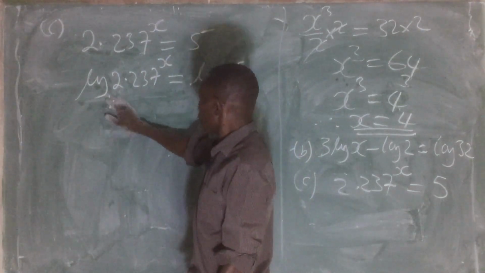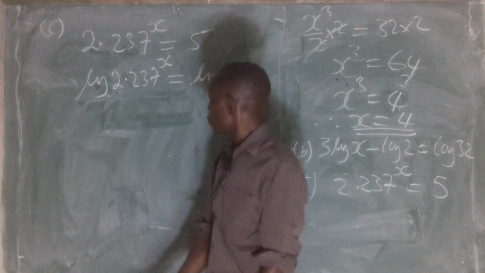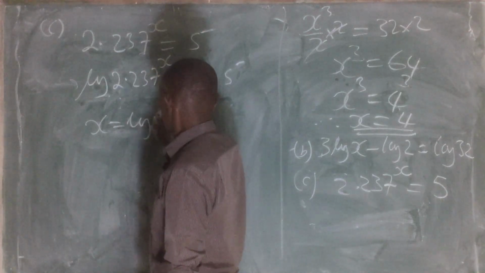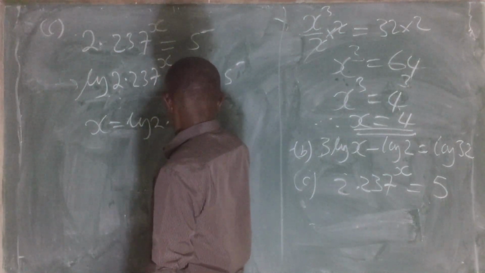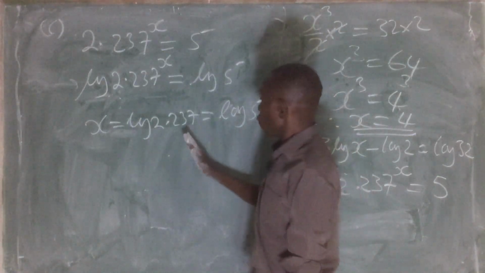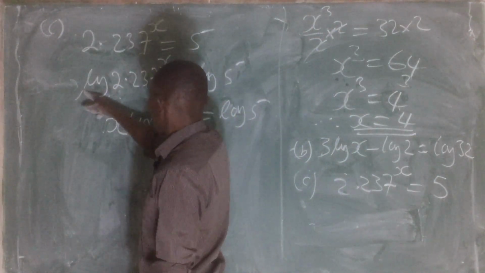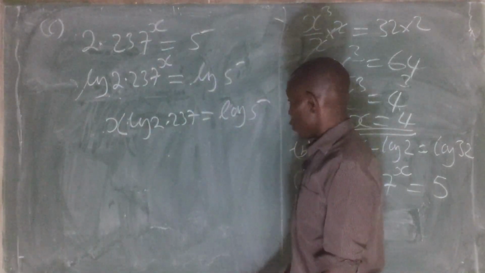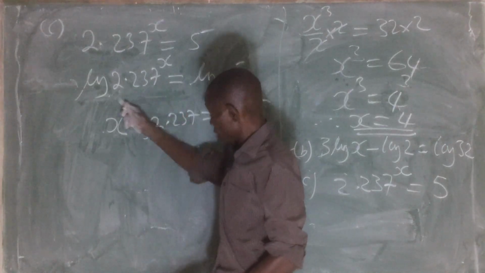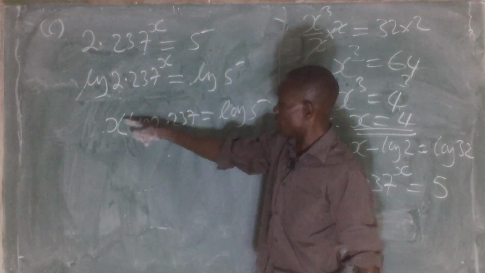So if you go by the rules of logarithms, this power x will come in as the coefficient of log of 2.237. So this will turn out to be x log of 2.237 on the left, and the right hand side is logarithm of 5. Right. So how did this come about? It's because of the laws of logarithms. You can see which law is demanding us to do this.